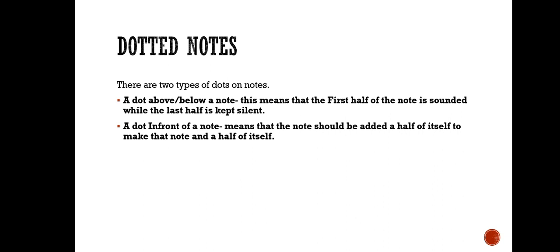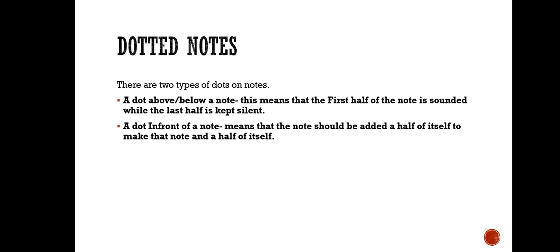And the second one is a dot in front of a note. This is where we are going to dwell at the moment. We are not going to look at the first dot, the one found above or below a note. We are going to look at this other dot, which is found in front of a note. This kind of dot means that the note should be added a half of itself, to make that note and a half of itself. A dot in front of a note means that the note should be added a half of itself to make that note and a half of itself.